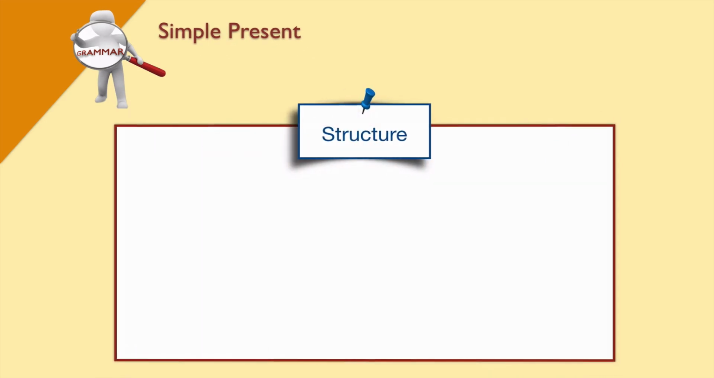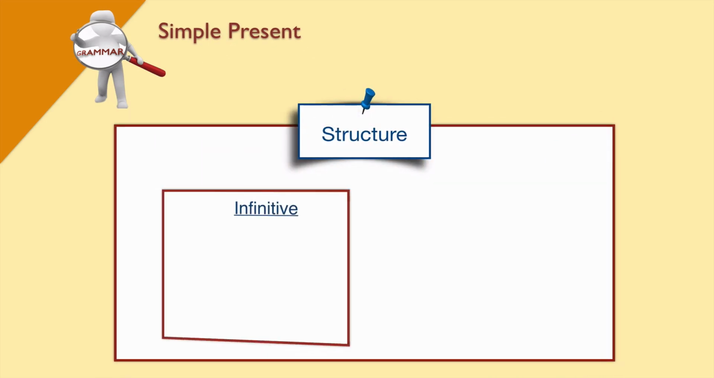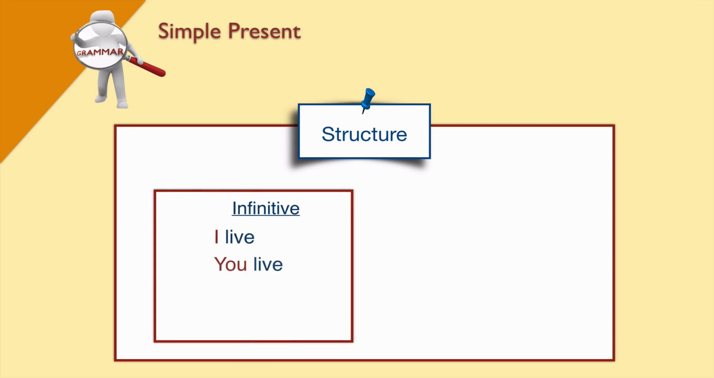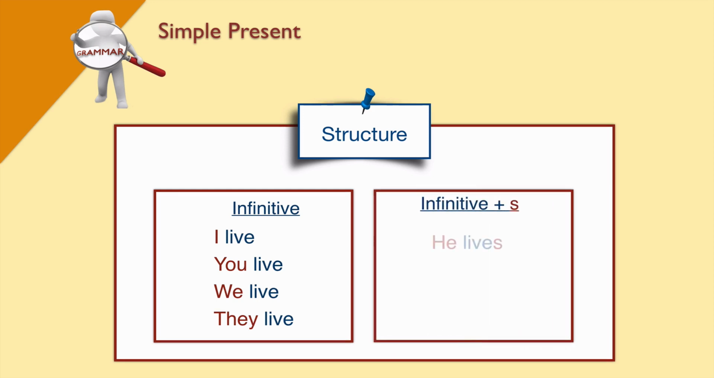Grammar. In this video, we're going to have a look at the simple present tense. First, the structure of the simple present. With I, you, we, and they, you just use the infinitive. For example, I live, you live, we live, they live. For he, she, and it, you use the infinitive plus s. He lives, she lives, it lives.